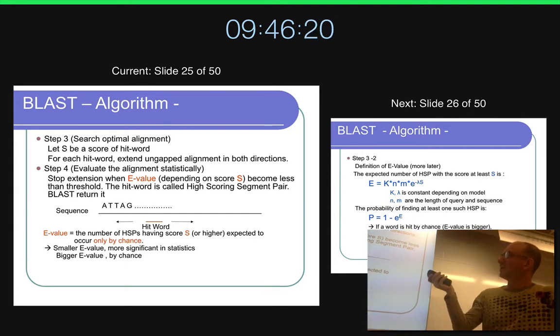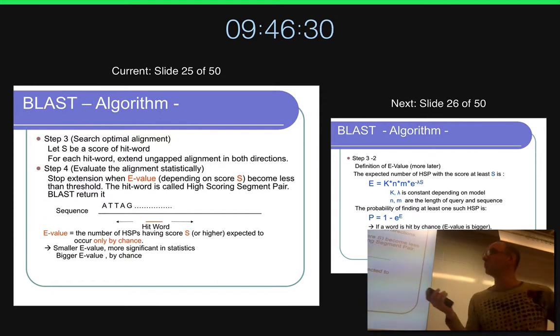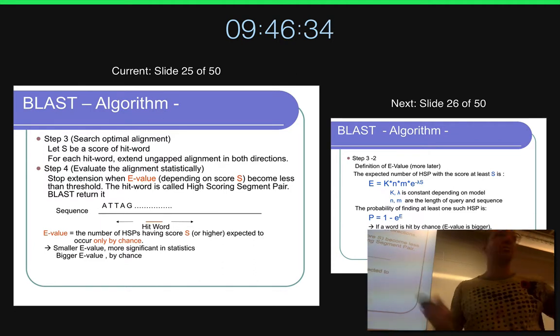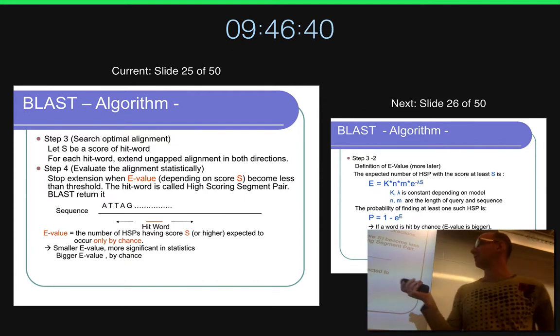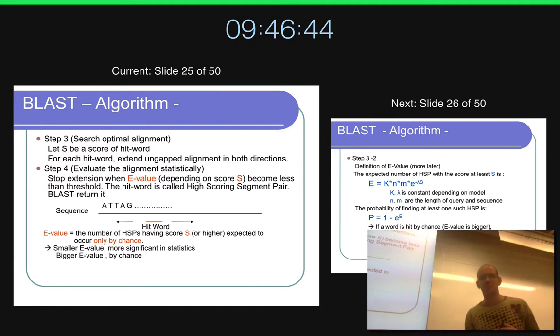So basically, the score depends on the length and the number. If you have a longer alignment with a higher score, it's better than a short alignment with a low score. But there is a good statistical measure that depends on the score S here, and it also depends on the substitution matrix and other factors. There are good exact statistical methods for ungapped alignments, and they are quite similar for gapped alignments also.